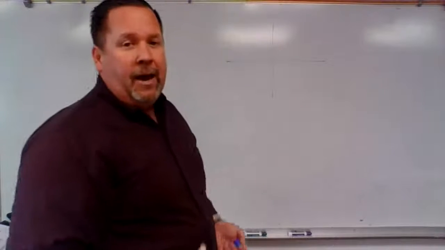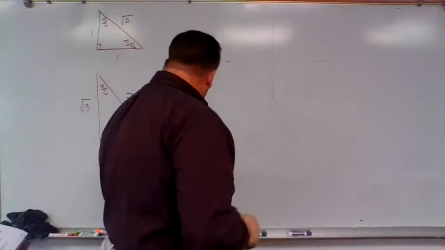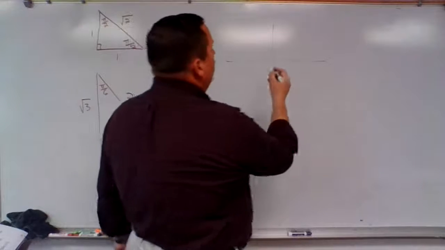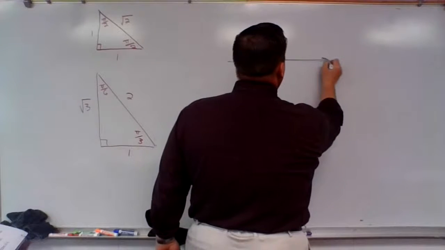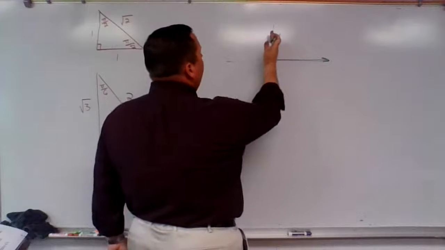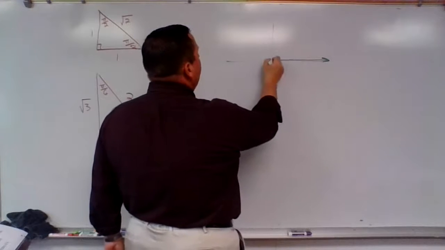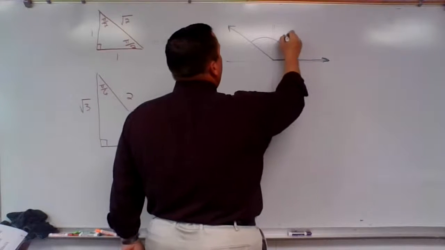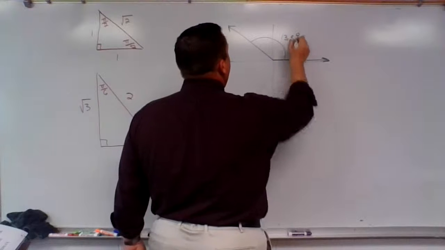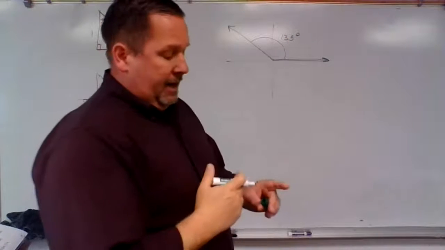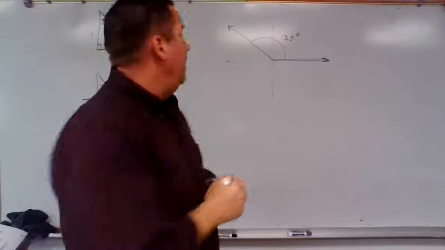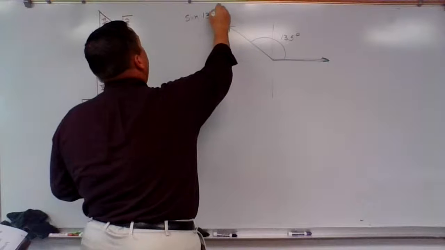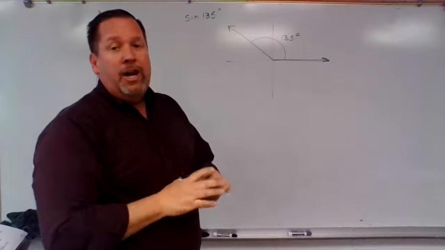If I wanted to think about where 135 degrees was, since we're in degrees, that makes life a little bit easier. I have an angle in standard position. 135 is greater than 90. It's less than 180. It's somewhere over here. Again, I don't have that memorized. They want to find the sine of 135 degrees.